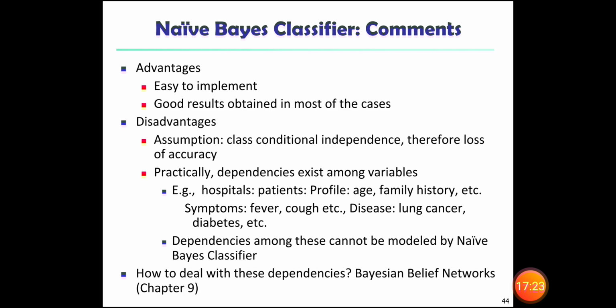And in the same way, if you take symptom based, if you have a fever, there will be a cough, there will be a cold. Like that, there are dependent values over here. And for disease, we may have lung cancer because of diabetes, because of so and so. The values will be dependent values. So when you have dependent values, the predictions may be easy, but the calculation will differ. So these are the disadvantages, and dependencies among these cannot be modeled by the naive Bayes classifier.